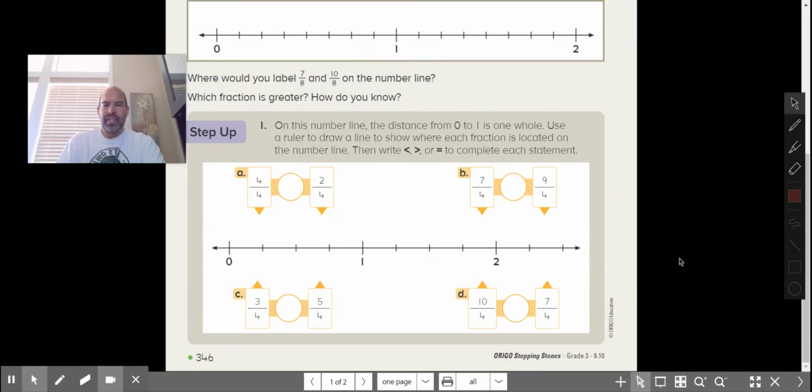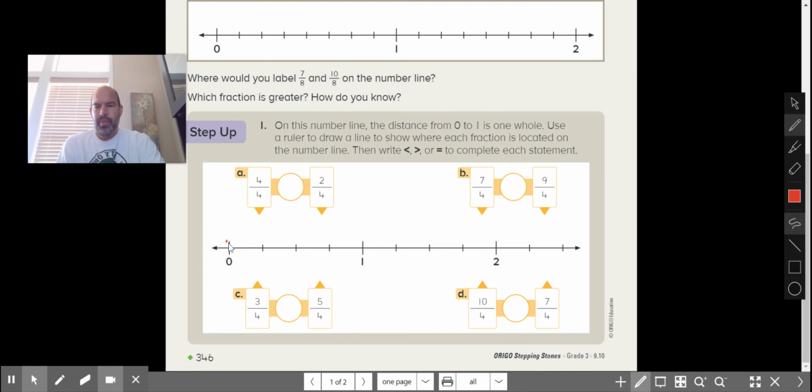So on this number line, the distance from 0 to 1 is 1 whole. Use a ruler to draw a line to show where each fraction is located on the number line. Then write less than, greater than, or equal to complete each statement. All right? So on this here, I think it says to use a ruler to draw a line to show where each fraction is located. I guess for me, I would say drawing jumps makes more sense to me. So that's what I'm going to do here.